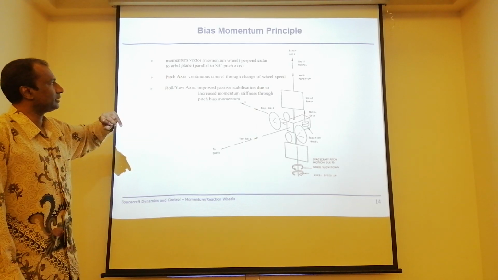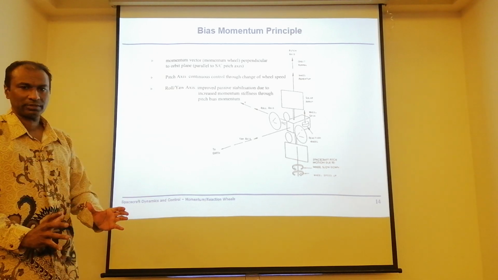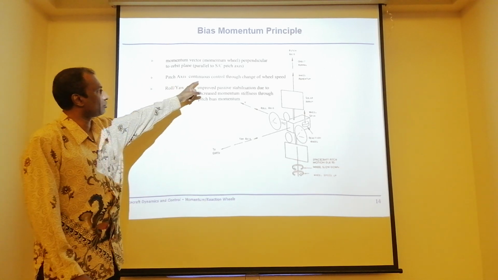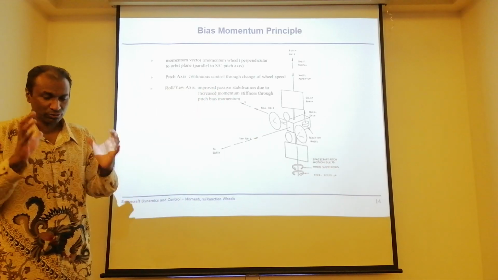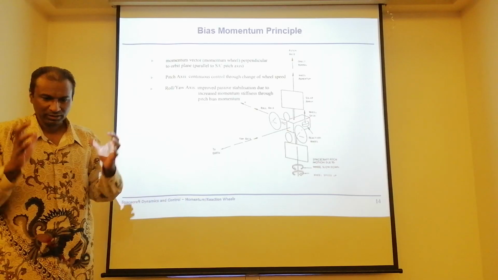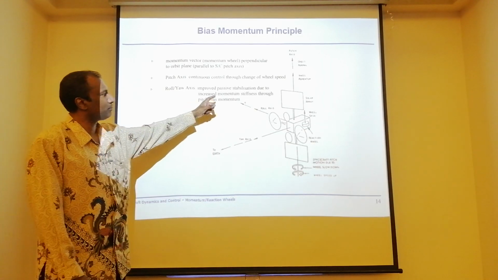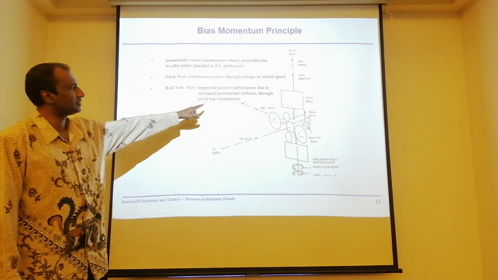Momentum vector is basically perpendicular. That means you know that it is on the pitch axis. You must have the wheel, the momentum wheel. Okay, pitch axis continuous control through the change of speed. So if you have a momentum wheel, you can have the torque and also the bias momentum. Okay. Roll and yaw, to improve the passive stabilization, you increase the stiffness.